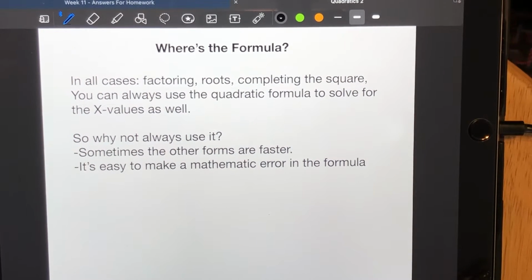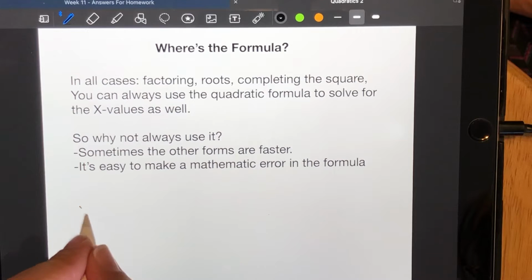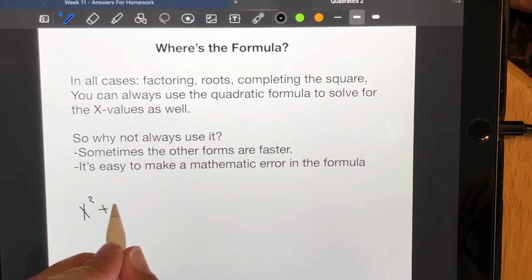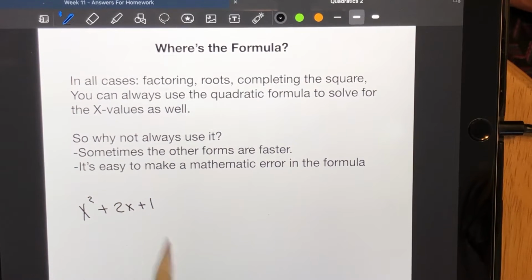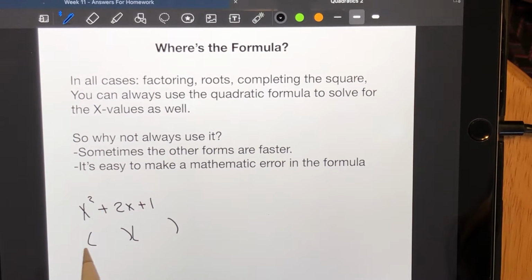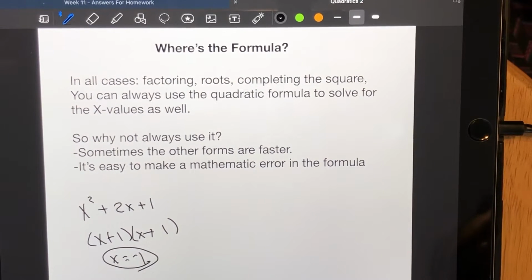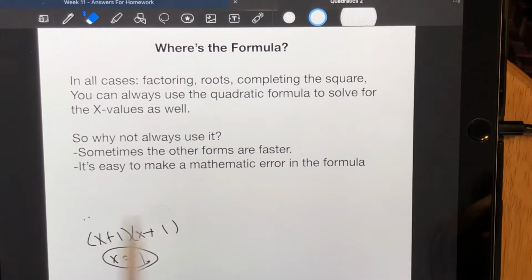Well, sometimes if I am looking at x squared plus 2x plus 1, I know that this factors. I can see the factors in it. I know that 1 times 1 is 1 and 1 plus 1 equals 2. So I can quickly find my solution by factoring. So sometimes factoring is a lot faster.